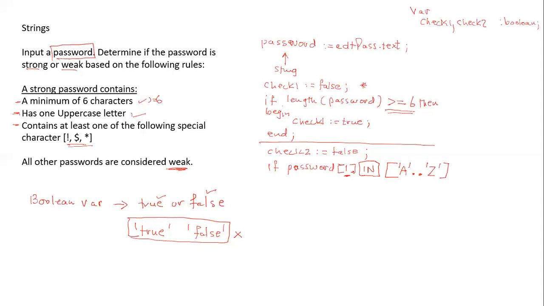So if password[1] is in the set A to Z, that means the first character is in uppercase. Begin, and then change check2 to true. End. I hope you're appreciating how this technique of the Boolean variable works.